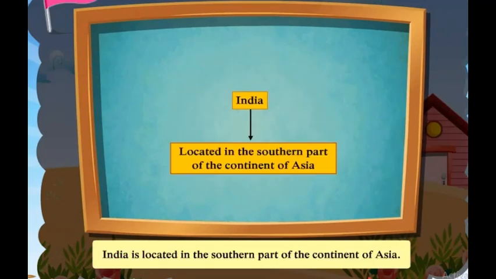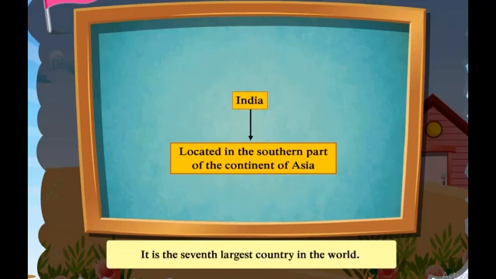India is located in the southern part of the continent of Asia. It is the seventh largest country in the world.